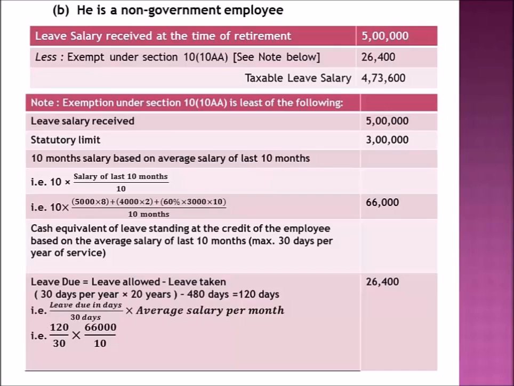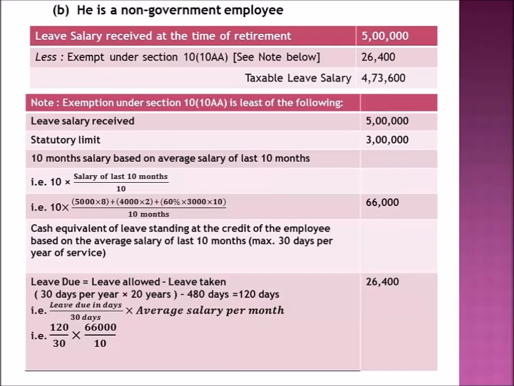And he had availed leaves of 480 days. So we deduct the amount of leave standing to his credit. That is 600 minus 480. That is 120 days. So for 120 days, we'll calculate the cash which he would have received on the basis of average salary of last 10 months. The average salary of last 10 months we have already calculated in the point above, that is 66,000.